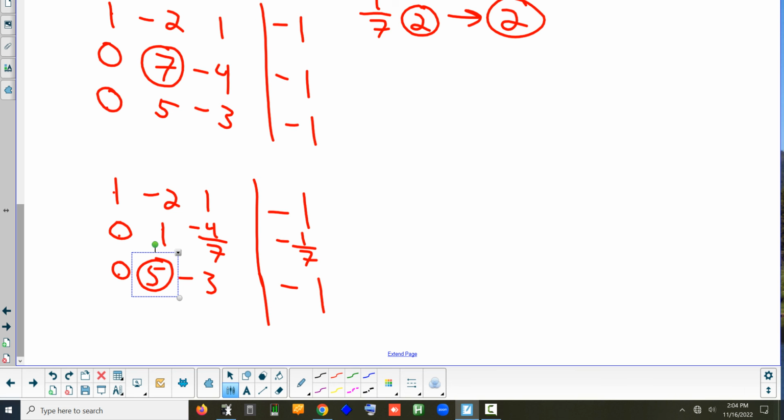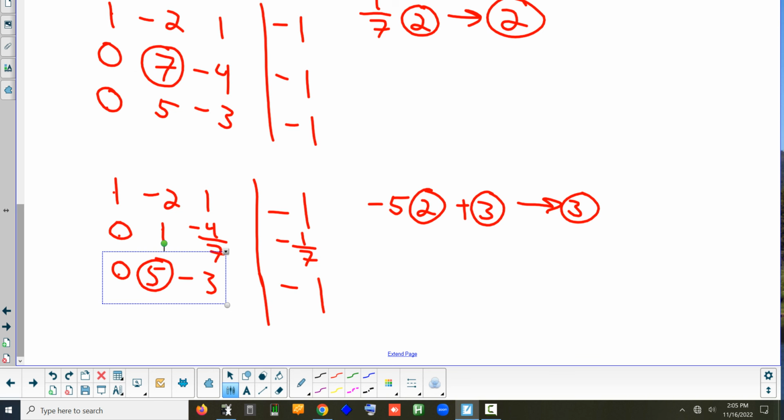Negative 5. Yep. So we're going to take negative 5 times the second row, and we're going to add it to the third row. If there's anything with a fraction, I'm just going to use the calculator to figure out the fraction for me. I'm not going to deal with common denominators or anything like that. So negative 5 times the second row, added to the third row, and that will replace what's in the third row. Rows 1 and 2 are done changing for this problem. They're done.